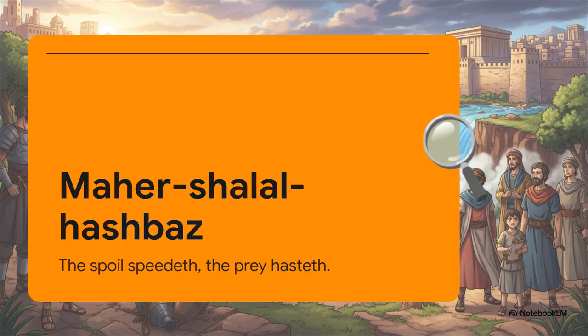So what does it mean? Let's break down this intimidating Hebrew name into its plain English translation to reveal its message. Maher-Shalal-Hash-Baz literally translates to, "The spoil speedeth, the prey hasteth." It's an urgent, straightforward, and honestly terrifying message about impending conquest. It basically means a ruthless enemy is rapidly approaching to seize the spoil and hurry away with the prey.